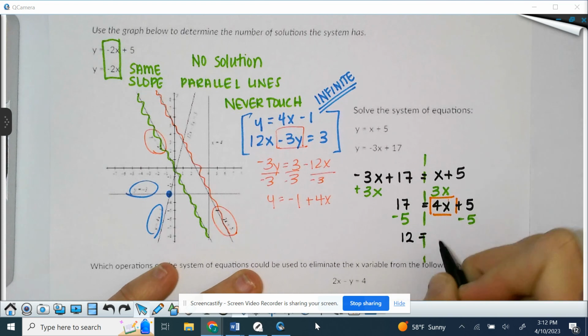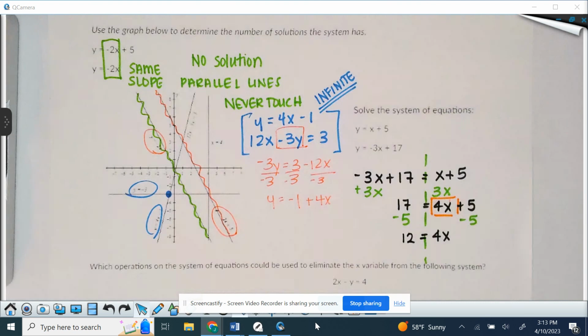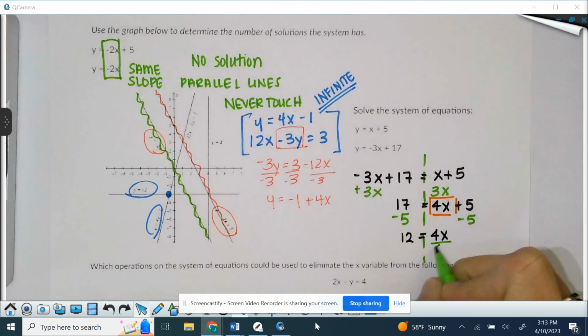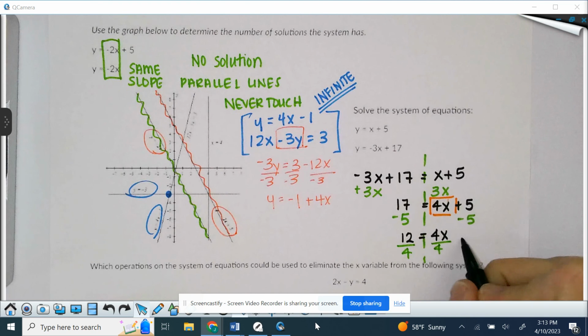And now I have 12 equals 4x. And then from there, to get x by itself, what operation would I use? What would I do to solve for x from there forward? Yes. We're going to divide both sides by 4. Perfect. And then so x equals 3.